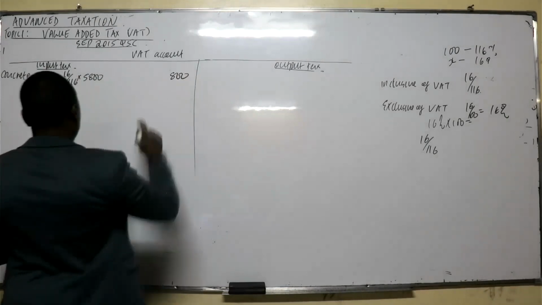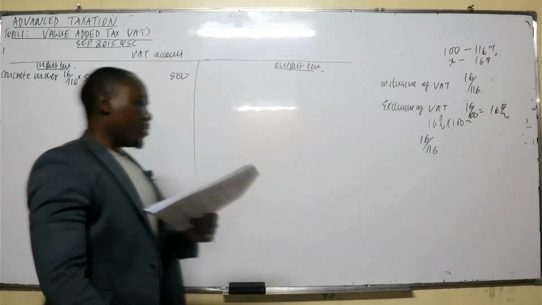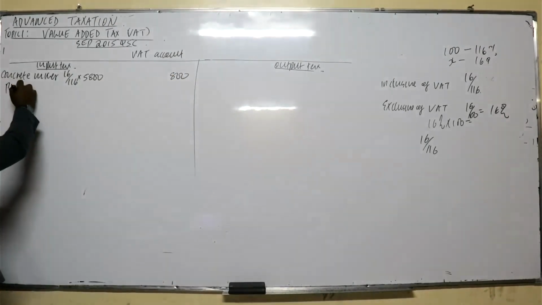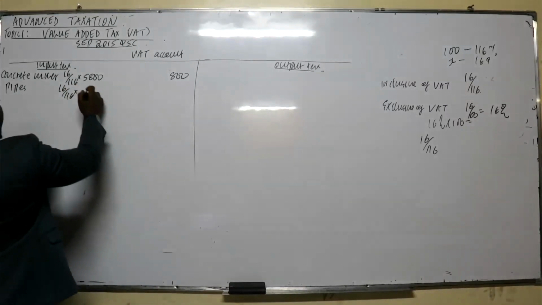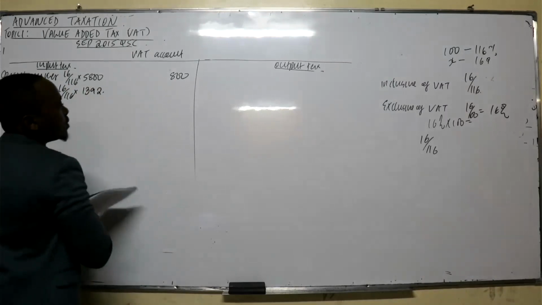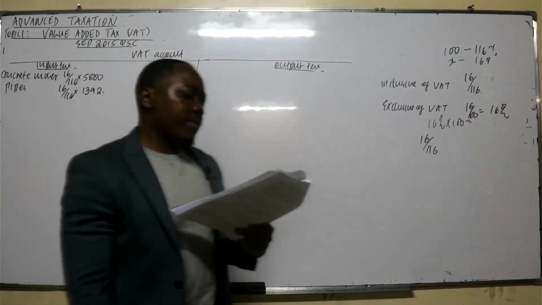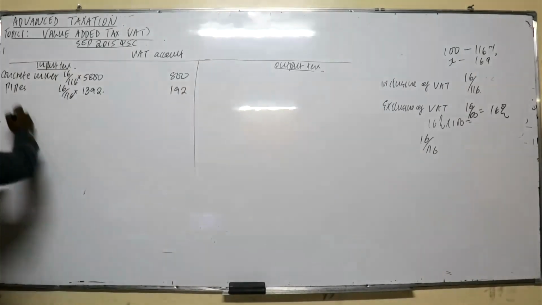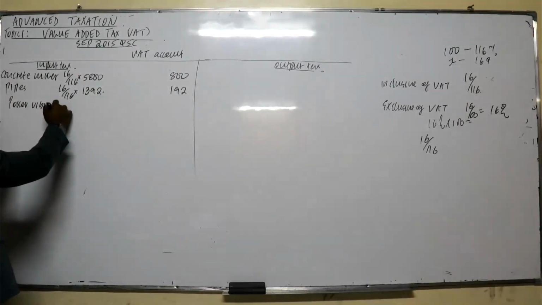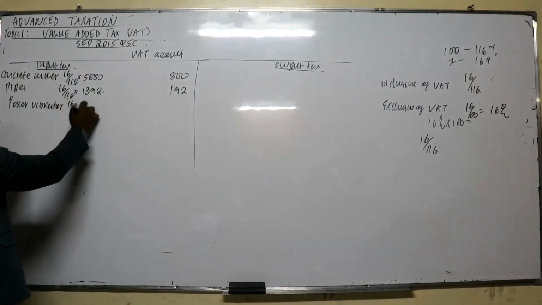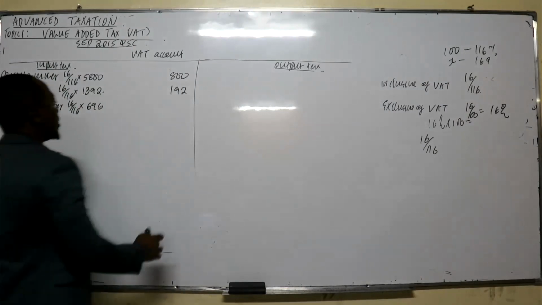800, 800. Number two, we have the scaffolding pipes. Now we have pipes. You take 16 over 116, and the value was 1392. You get 192. And then you have poker vibrator. Now we have poker vibrator. 16 over 116. You multiply by 696, you get 96.